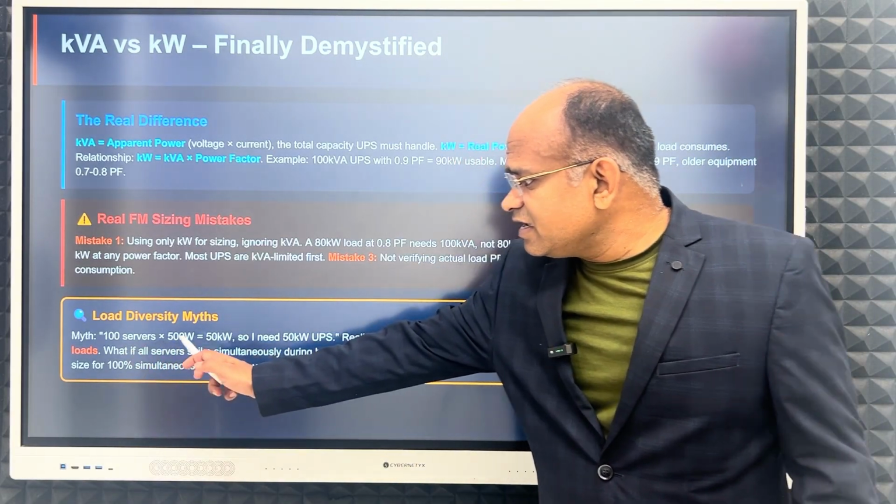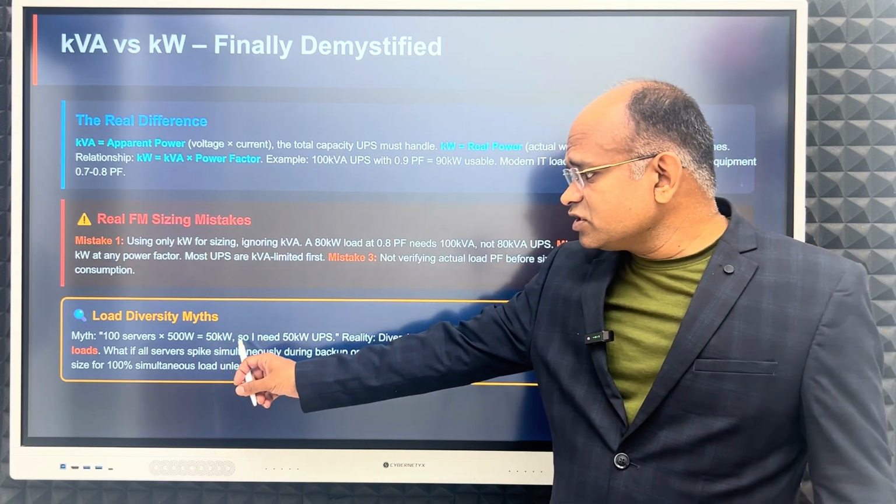Now, myth: 100 servers multiplied by 500 watt is equal to 50 kilowatt.